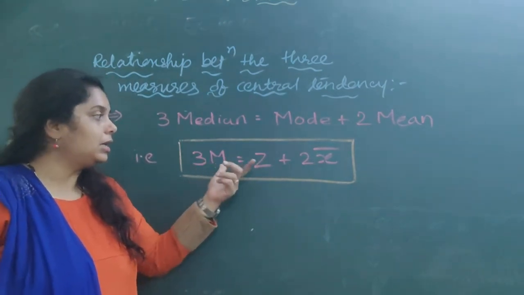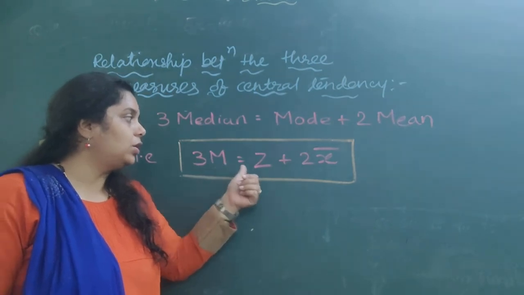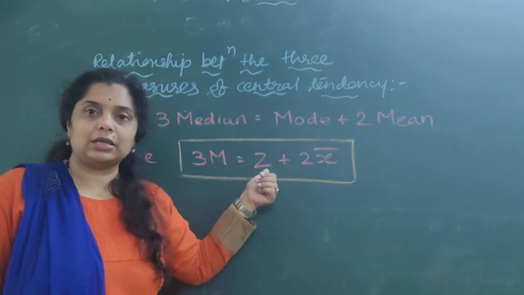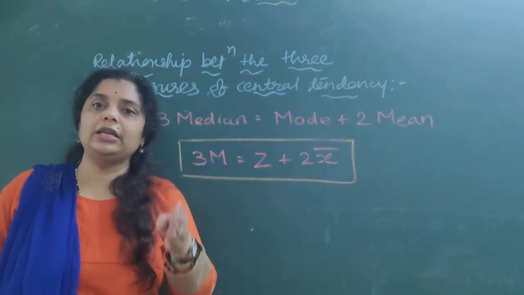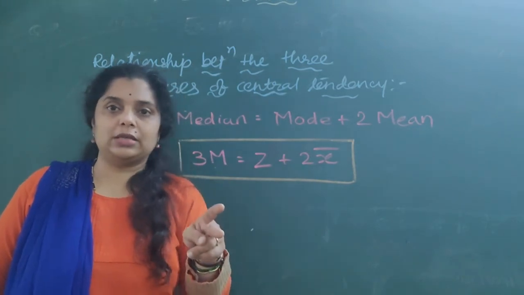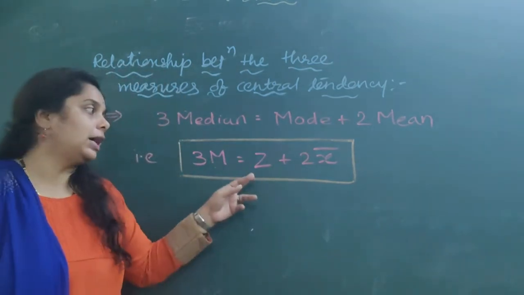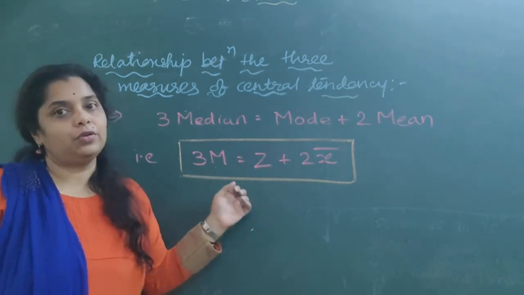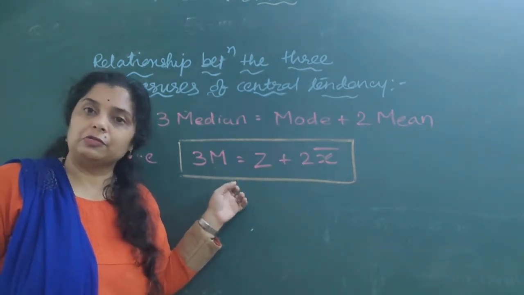As you see here, 3 tendencies are there. Out of the 3 tendencies, any 2 tendency values are given to you, and if they ask you to find the third one, then you can utilize this formula.